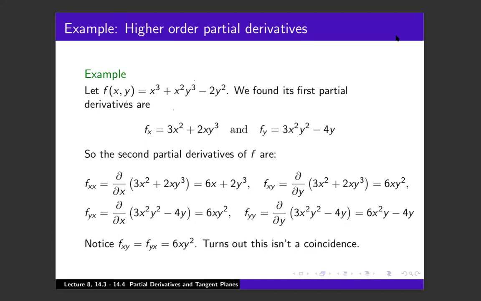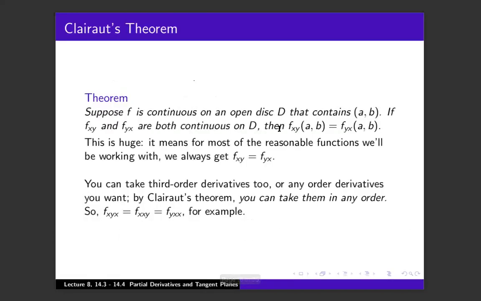Now, that's not coincidental. It turns out that that's always going to be the case. This is what's known as Clairaut's theorem. If f is continuous on an open disk D that contains some point (a,b), and both the mixed partial derivatives are continuous on that domain D, then the mixed partial derivatives are the same at that point. Now, that's a big result. What that means is that for most of the reasonable functions we'll be working with, that will always be true.